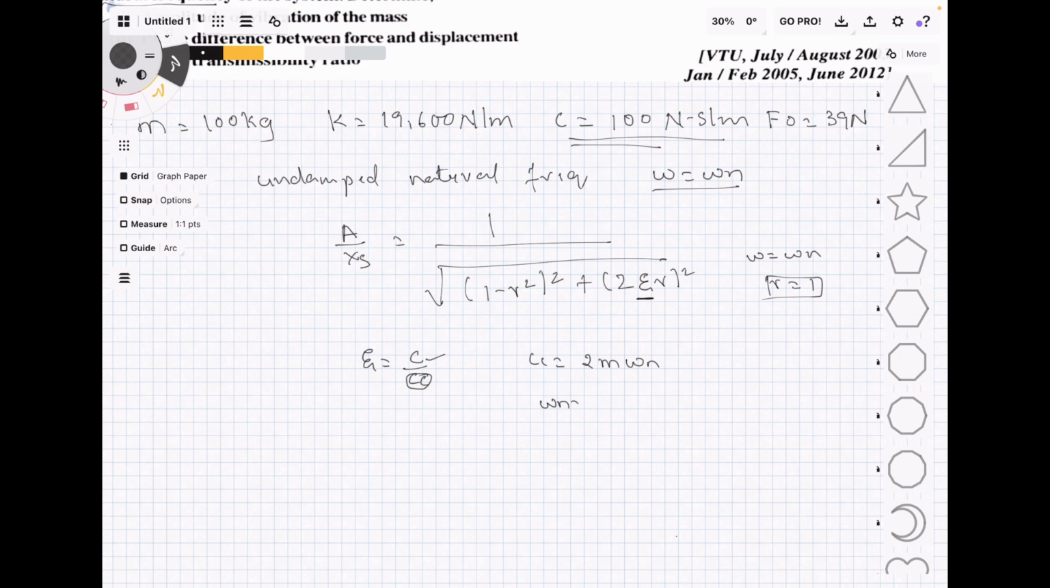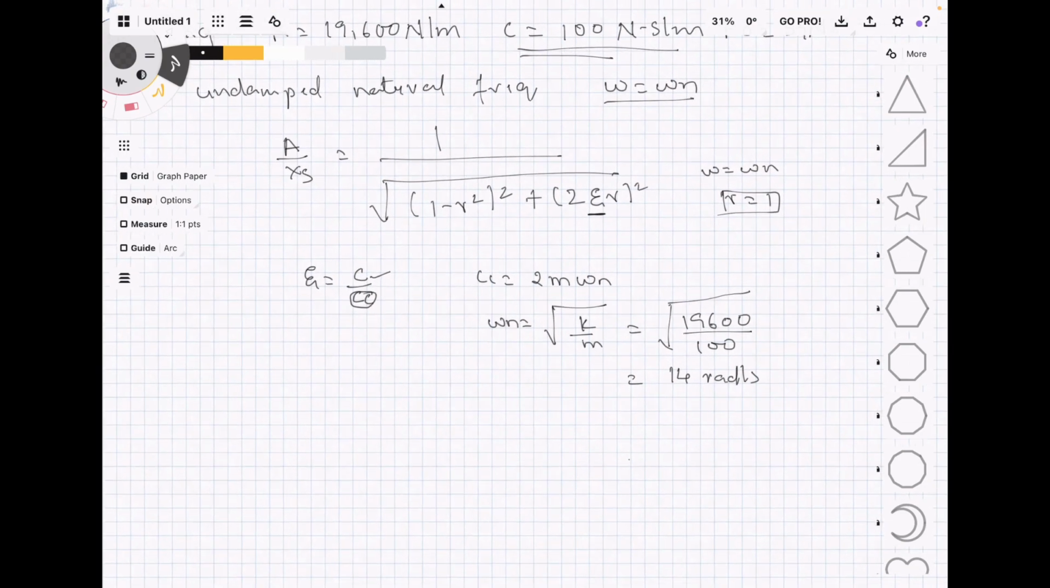So omega n will be equal to root k by m. Square root of 19,600 Newton per meter, which is given, divided by 100 kg. If you do the square root of this, you will be getting 14 radians per second. So now you have the value of omega n.